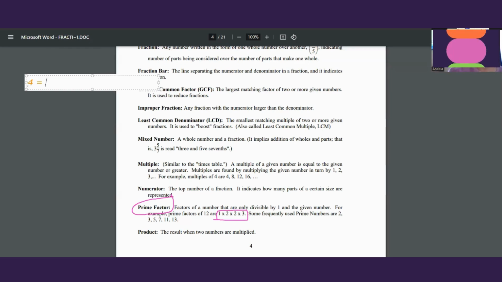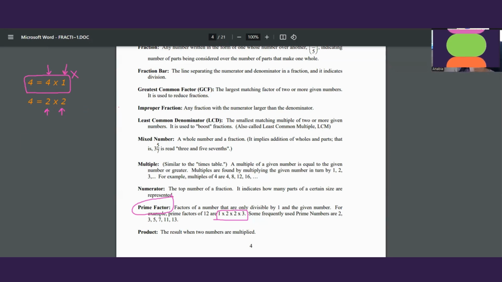4 could be written as 4 times 1, and 4 could also be written as 2 times 2. But this is not prime factorization. These two numbers are not prime factors of 4 because they are not prime numbers. When you write prime factors of some number, you only use prime numbers to show that. So this is prime factorization.